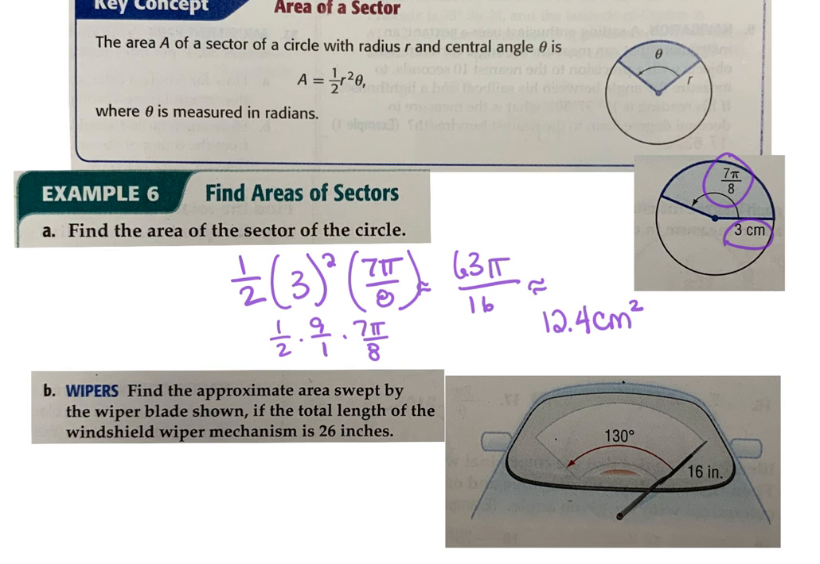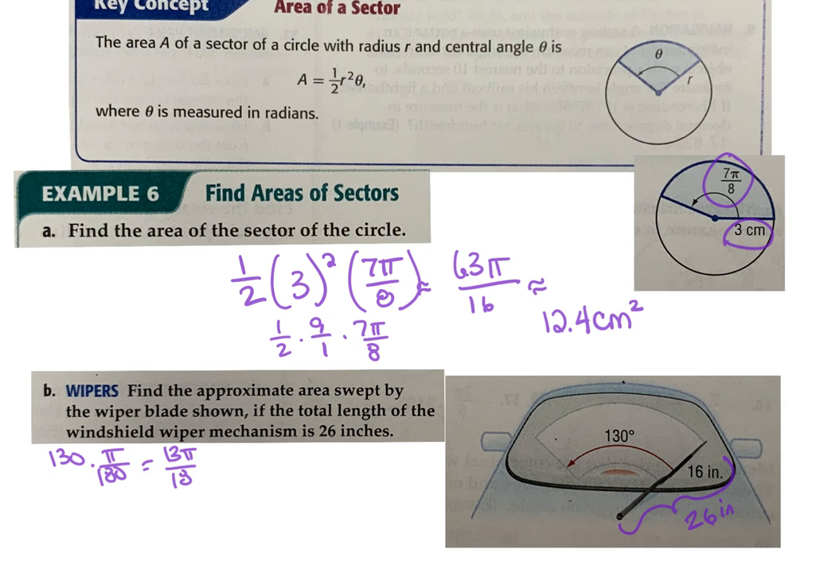All right, so for this one, point out a couple of things. This is 130 degrees. So I immediately have a little bit of an issue there because I need this in radians. So if you convert this guy, remember to go from degrees to radians, it's pi over 180, right? So that becomes 13 pi over 18. Okay, so I do need it in radians here. This is the approximate area swept by the wiper blade shown if the total length of the windshield wiper is 26 inches. So the total length of this guy right here is 26 inches.